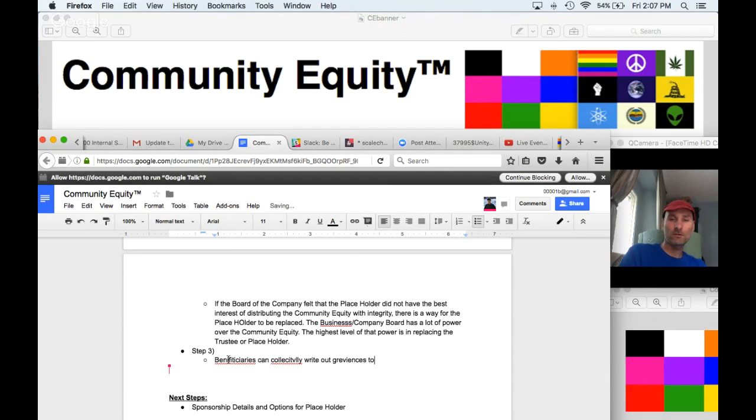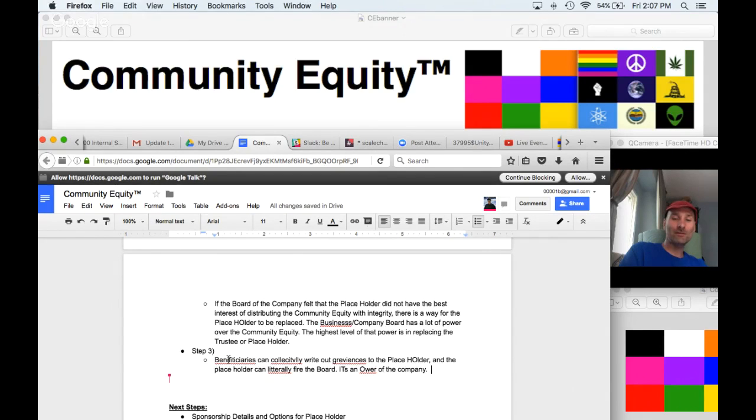To the placeholder, and the placeholder can literally fire the board because it's an owner. It's an owner of the company, right? So in other words, if there's only 30%, but in a situation where you had 50% plus 1, for example, World Play Ventures, the placeholder or the community equity beneficiaries could literally fire and replace the board to have a different board.